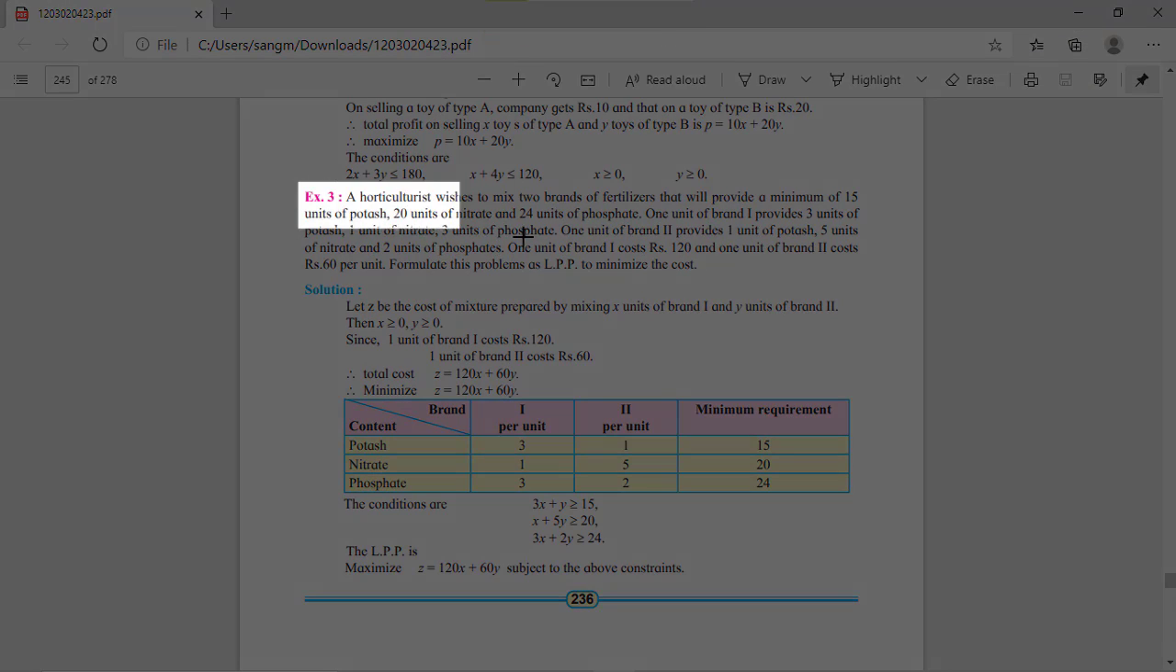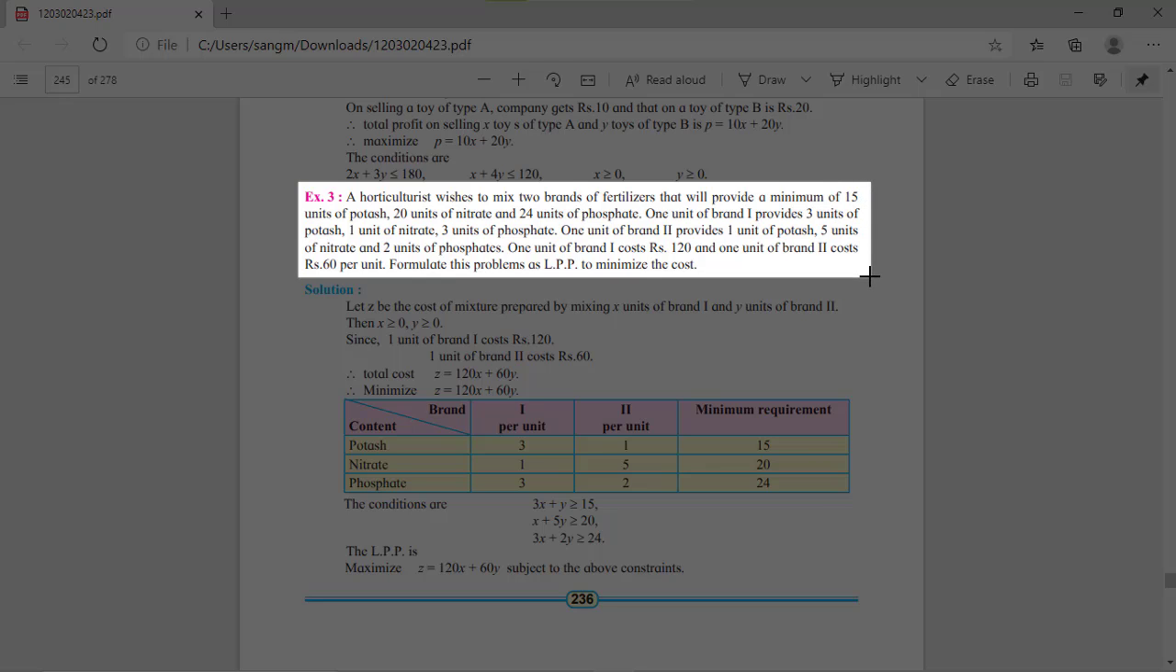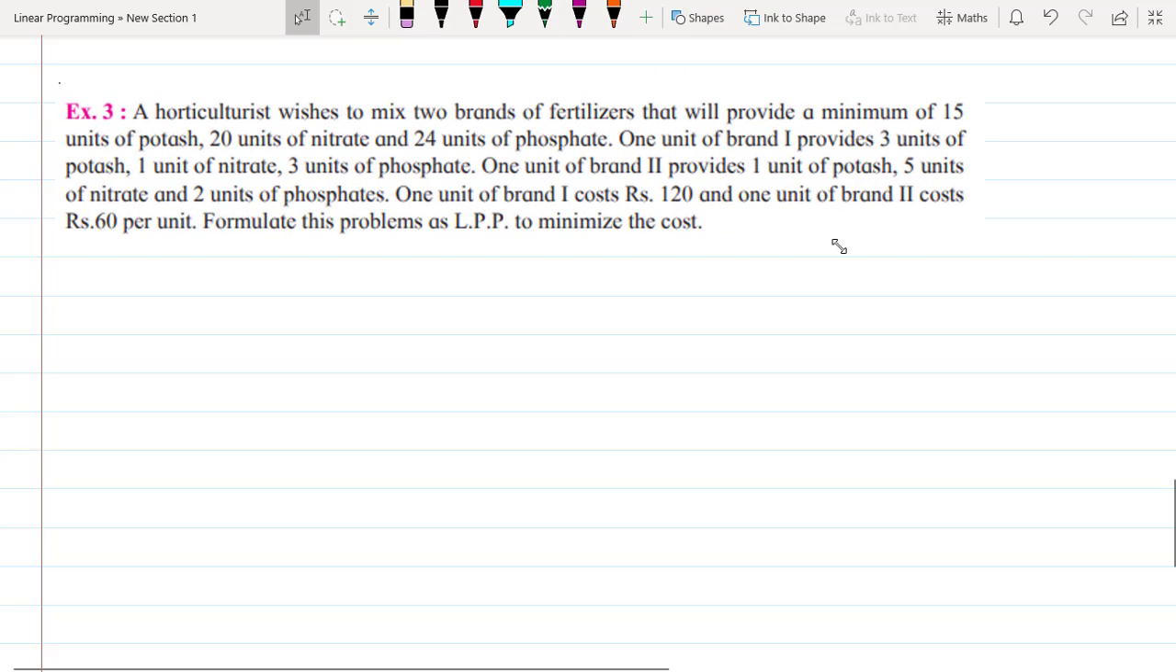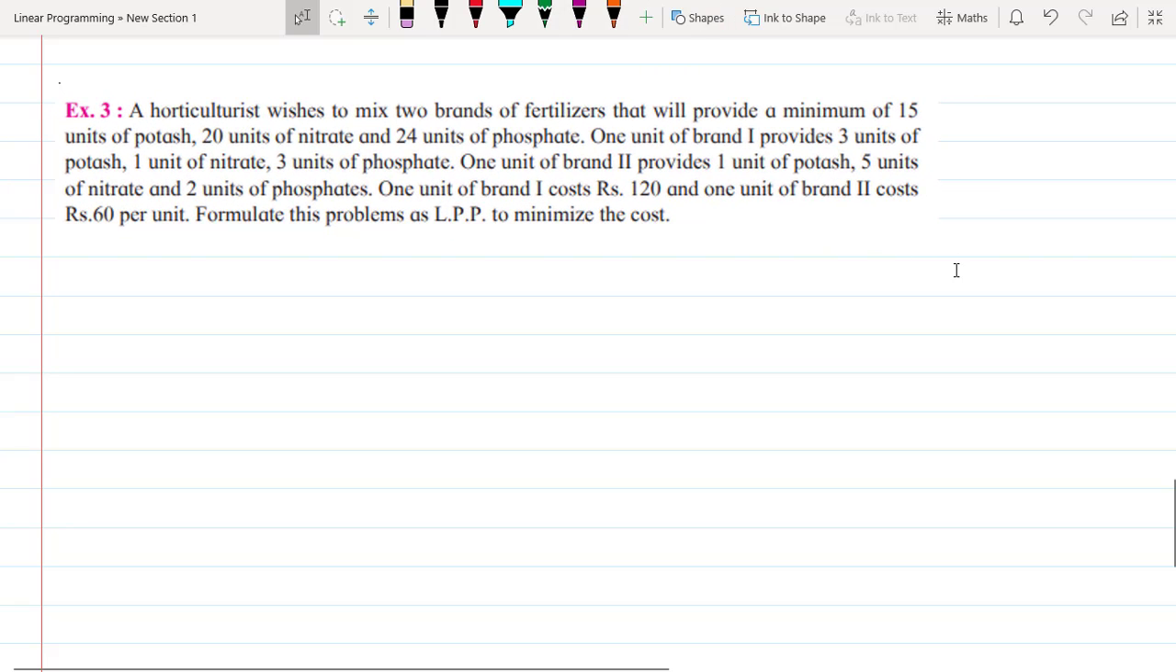The topic is horticulture. Okay, let me paste this. Let's zoom it. Now I hope it is visible. Cool.